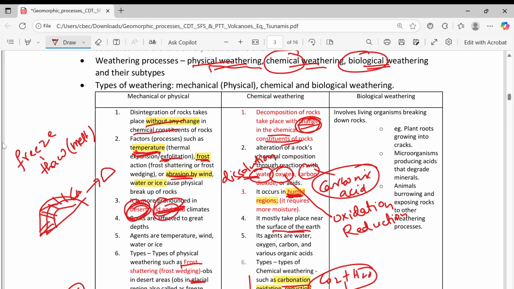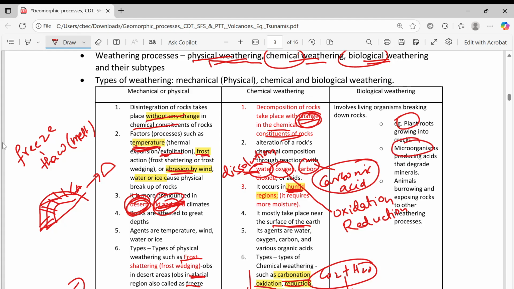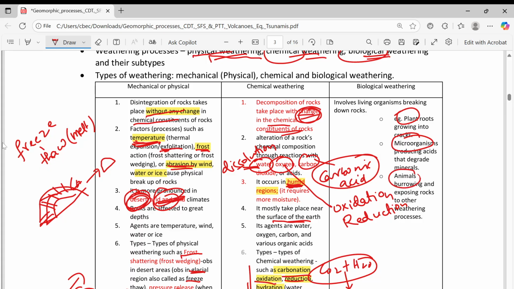Then biological weathering, I told, there are plants also. For example, roots growing into the rocks and breaking them. Then microorganisms also breaking. Then animals burrowing, etc. That is true. So these are the types of weathering. We have seen the factors affecting weathering and then the types of weathering.